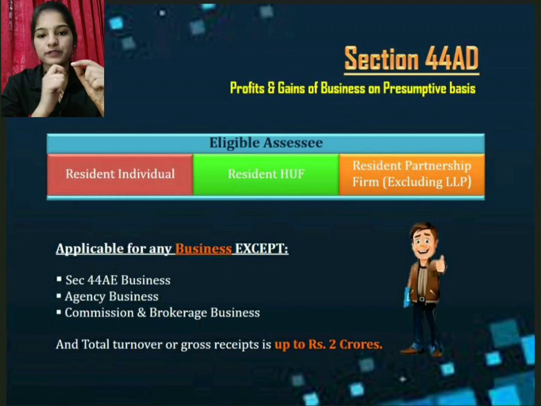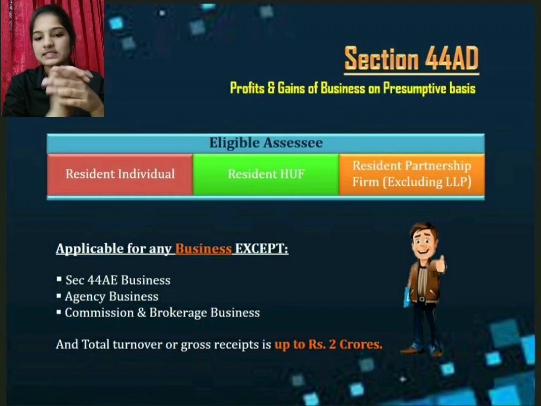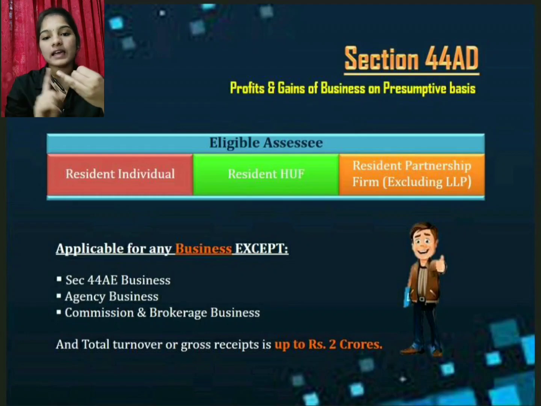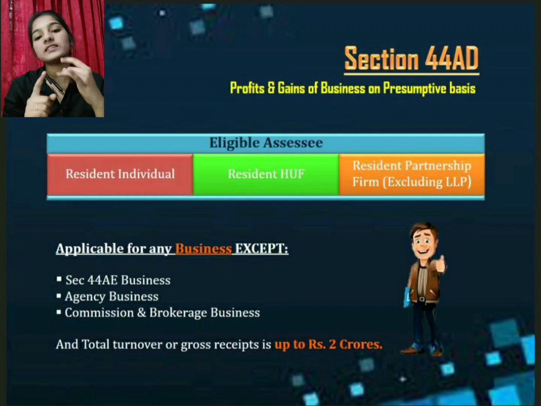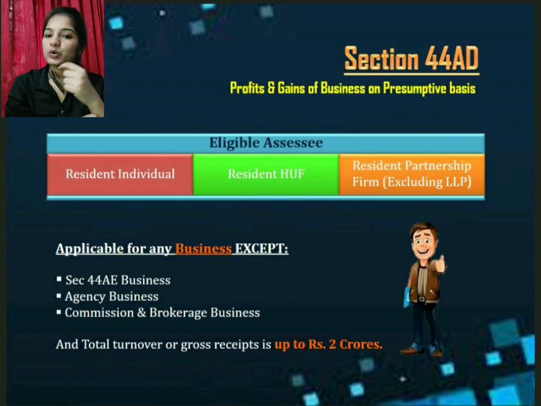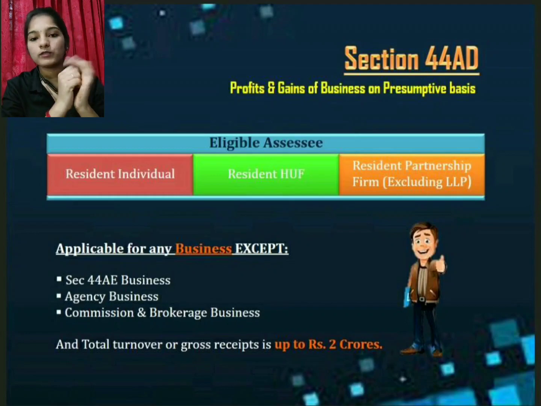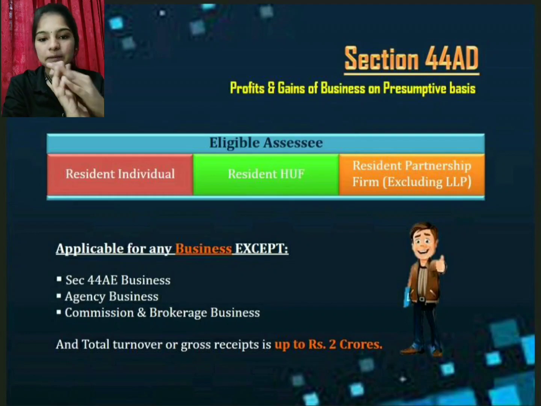So till now we have discussed who is the eligible assessee for Section 44AD. Every resident individual, resident HUF, resident partnership firm other than an LLP who is engaged in any business other than 44AE business, agency business, commission and brokerage business, and whose turnover or gross receipts is less than 2 crores is eligible to opt for Section 44AD.